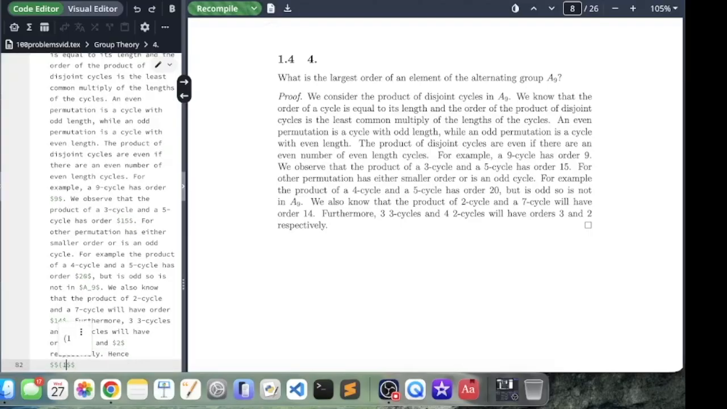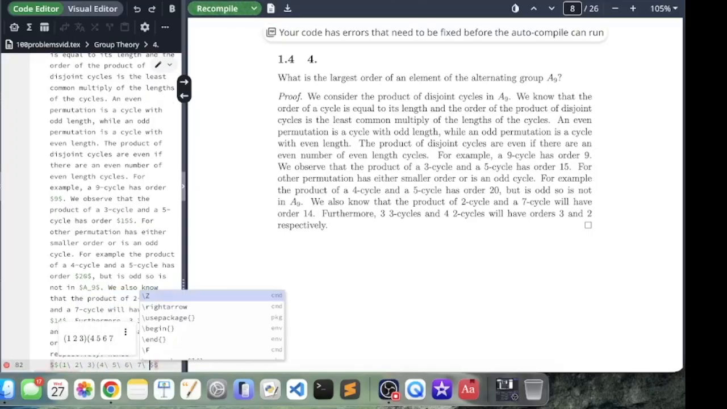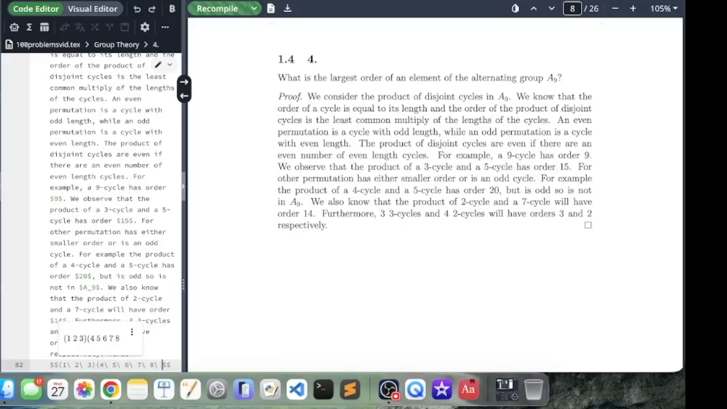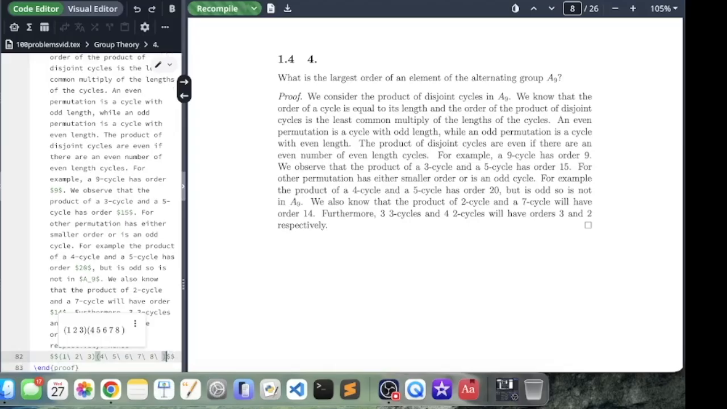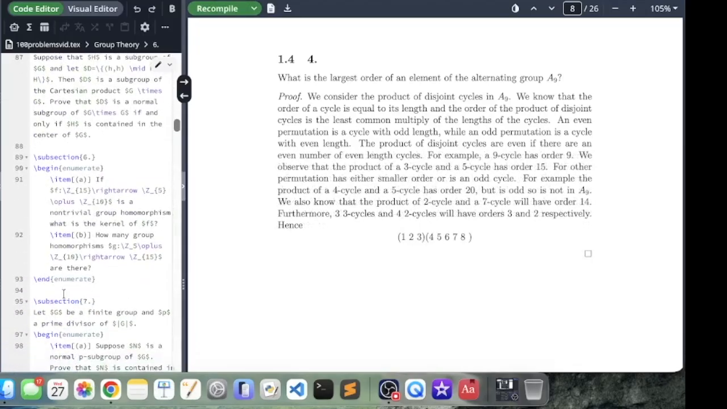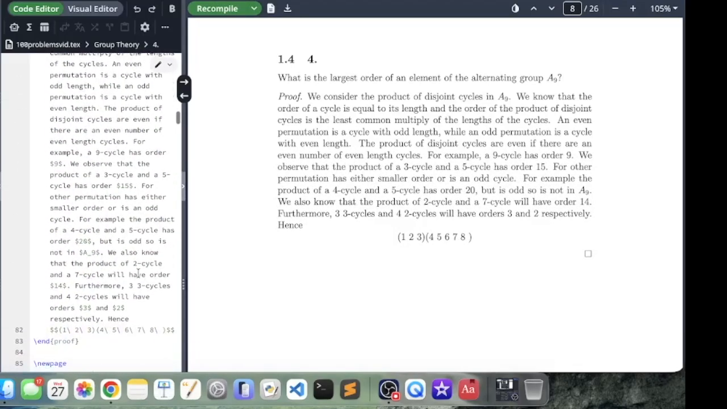Hence the element 1, 2, 3, 4, 5, 6, 7, 8. Traditionally, people don't write the 9 in. That's what I meant by it being fixed, but of course that makes no sense in that context. But we already confirmed this is in A9, and it's the largest element, because everything else is either smaller or it's odd, not even.